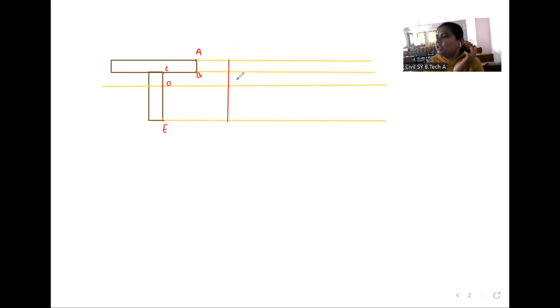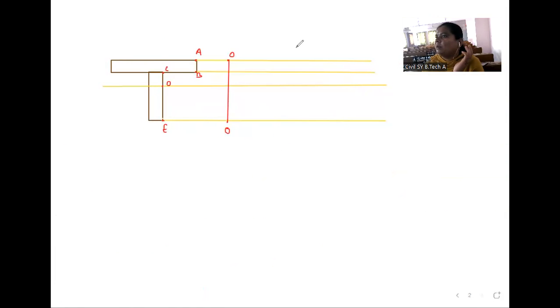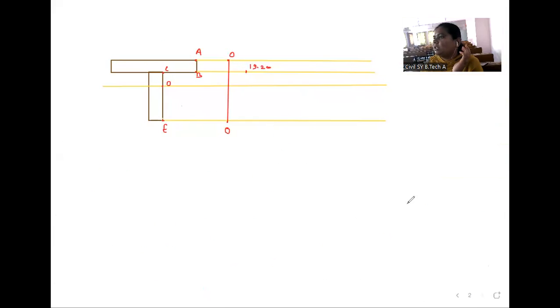Okay, so shear stress at A is equal to 0, and at E it is 0. After that, shear stress at B. Shear stress at B is 19.20. So we will mark here 19.20. After that, shear stress at C is 115.20 on that same line.